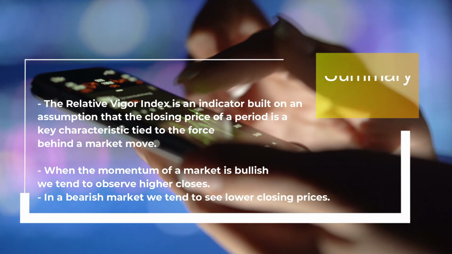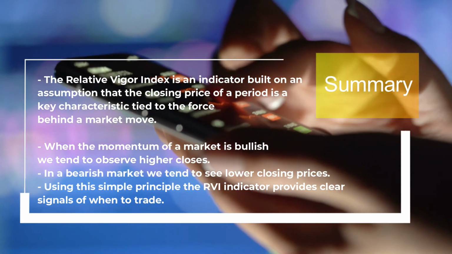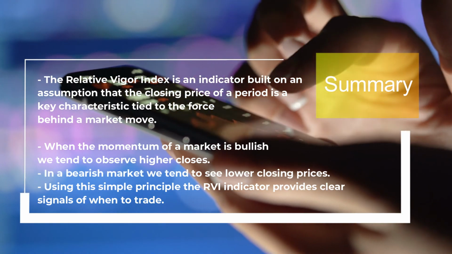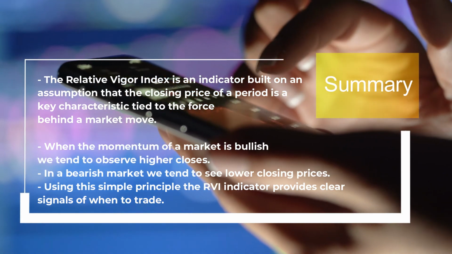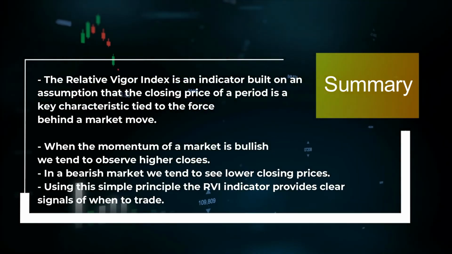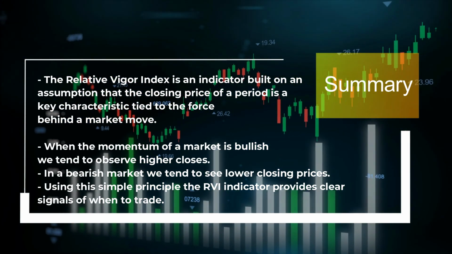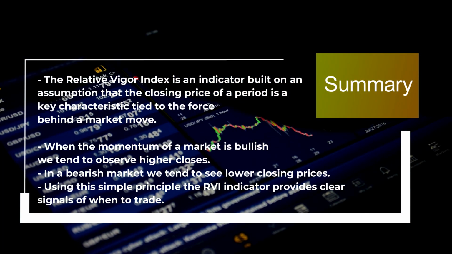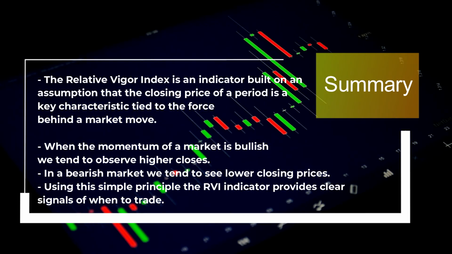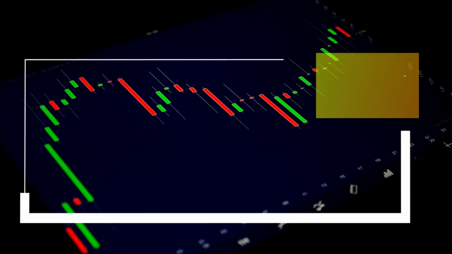Finally, to sum up the RVI, the Relative Vigor Index is an indicator built on an assumption that the closing price of a period, let's say the end of the day, is a key characteristic tied to the force behind a market move. When the momentum of a market is bullish, we tend to observe higher closes. In a bearish market, we tend to see lower closing prices. Using this simple principle, the RVI indicator provides clear signals of when to trade.